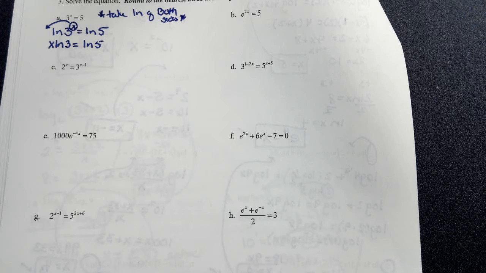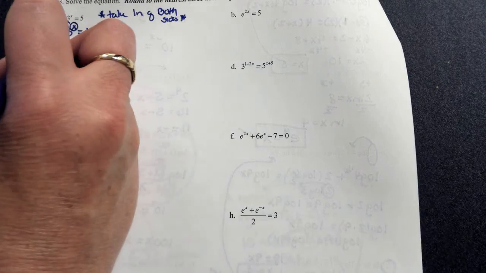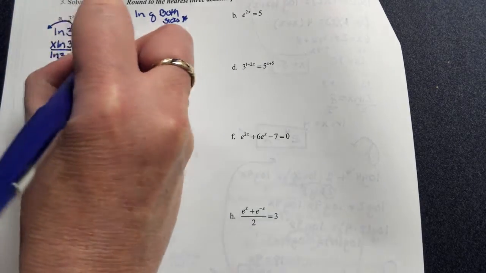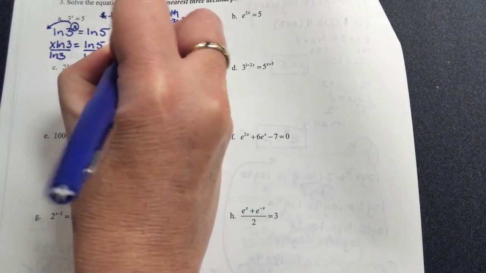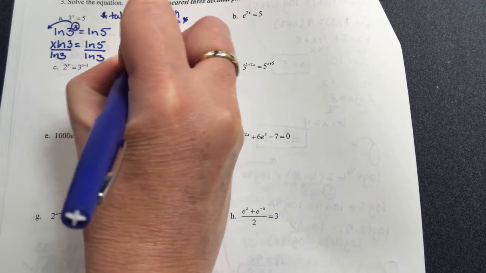Now, ladies and gentlemen, how would we finish solving for x? We've got to isolate x. What would we do to both sides? Divide by natural log of 3. So x is equal to the natural log of 5 divided by the natural log of 3.